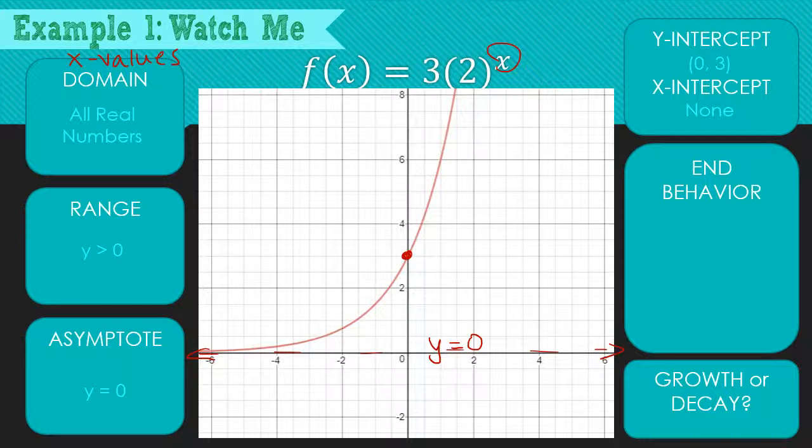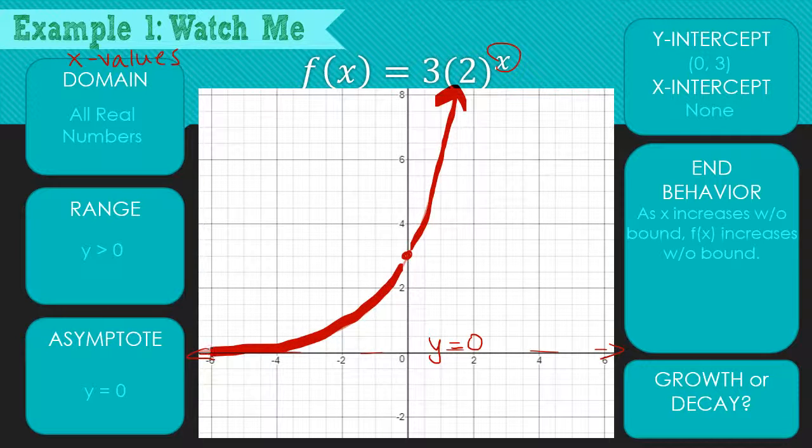Now my end behavior, remember we look at both directions. As x increases without bound, my graph is also increasing without bound. My function is increasing. In the other direction, if I go in the negative x direction, my graph is getting closer and closer to that asymptote. So we say as x decreases without bound, f of x approaches the asymptote y equals 0. Typically you won't have to write these answers out in sentence form. You'll have multiple choice answers most of the time, so you'll be able to distinguish which answer you would choose.